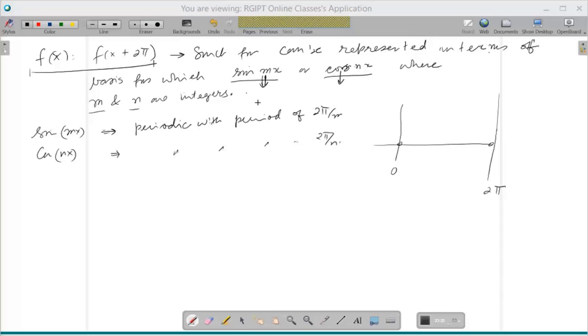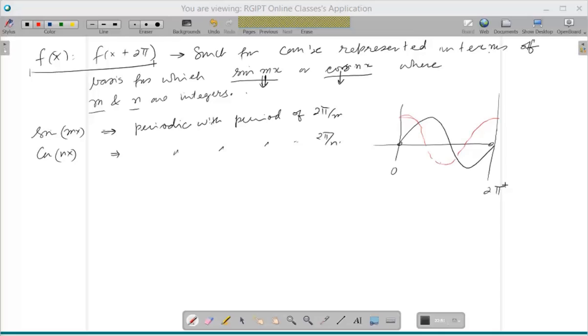Let's say they are non-zero integers. Then it swings m times or n times between 0 and 2 pi. So for example, if I choose m to be 1, the sine function is going to look like simply this, and the cos function is going to look like something like this. We all know that.